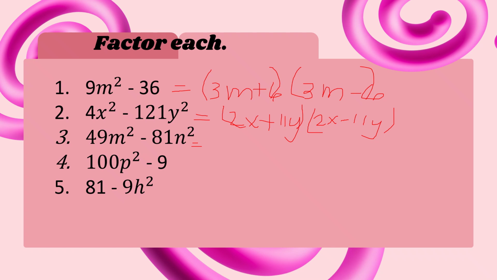And for 49, we got 7m, of course, another 7m here, plus 9n, minus 9n.